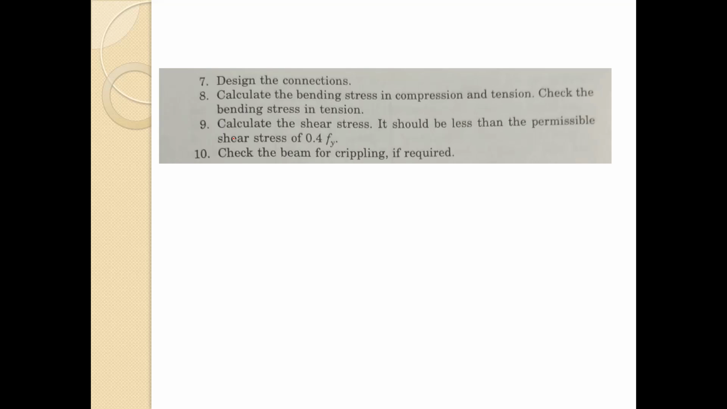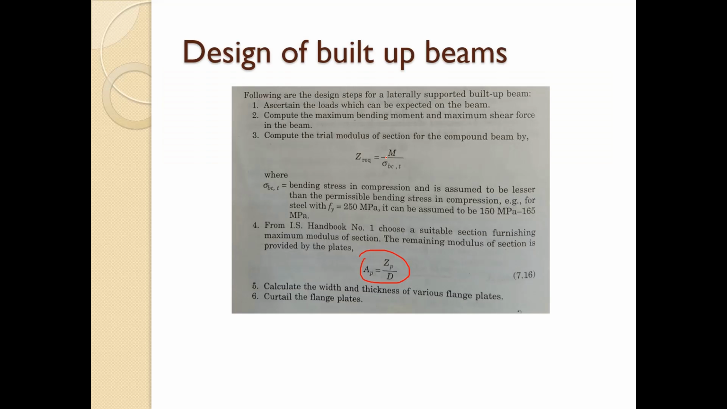Then design the connections, calculate the bending stress in compression and tension, check the bending stress in tension, and calculate the shear stress. It should be less than the permissible shear stress, that is 0.4 Fy, and check the beam for crippling if required. So this is the design procedure for the built-up beam which is laterally supported.